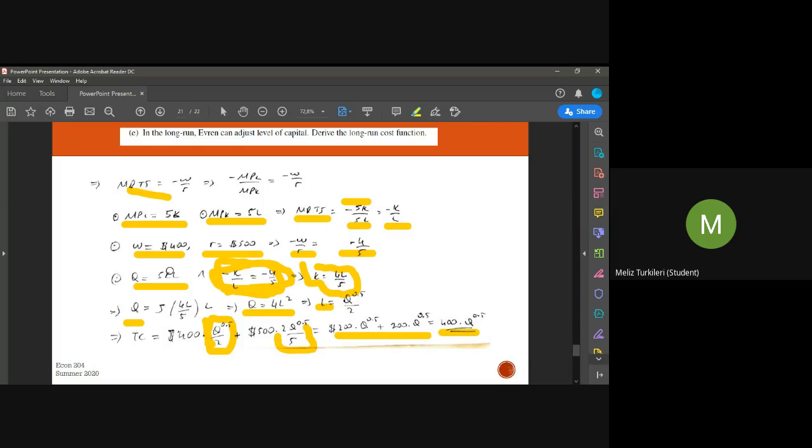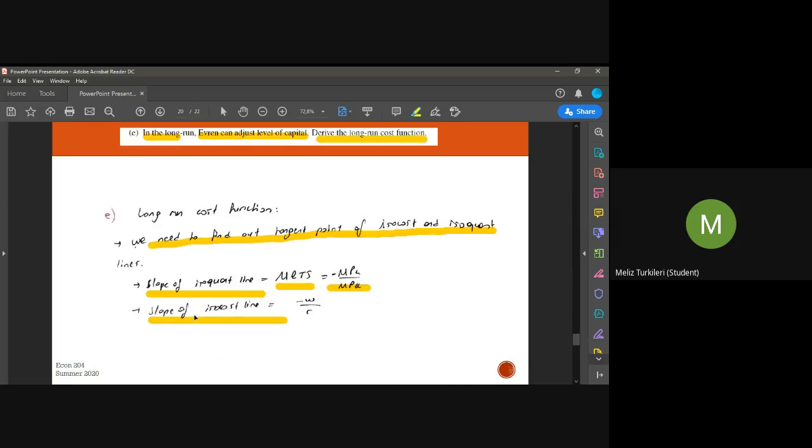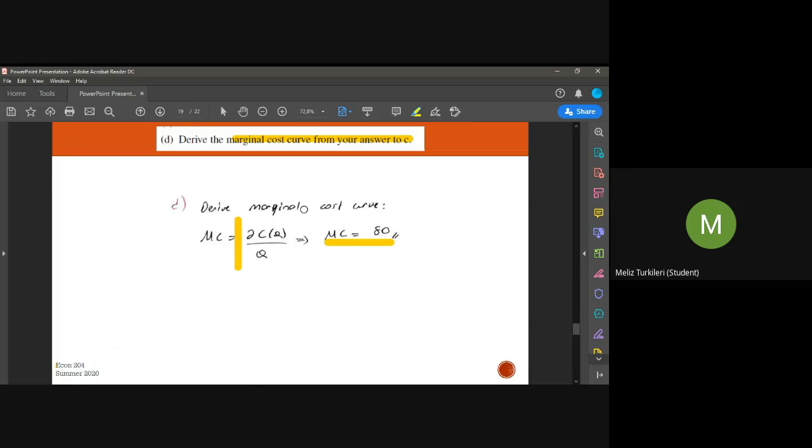Okay, in this question, you need to remember the isoquant and isocost lines and their definitions. You need to know that you cannot use the levels of capital and labor as inputs to find the cost function. You need to transform these levels into quantity and then use quantity as an input. This part is really important. Okay? You need to remember this.